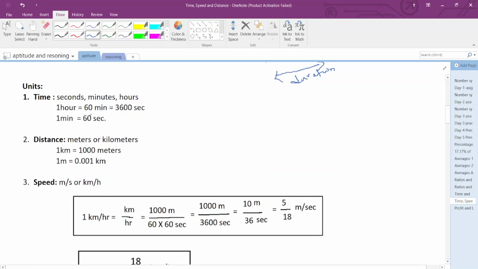Okay, before we move to solving questions, I just want to explain something, that is units. For time, the units are seconds, minutes or hours. So 1 hour is equal to 60 minutes, and 1 minute is equal to 60 seconds. Then 60 minutes is 60 into 60, so we get 3600 seconds. In the same way, distance is measured either in meters or kilometers. 1 kilometer is equal to 1000 meters, and 1 meter is equal to 0.001 by 1 kilometer.